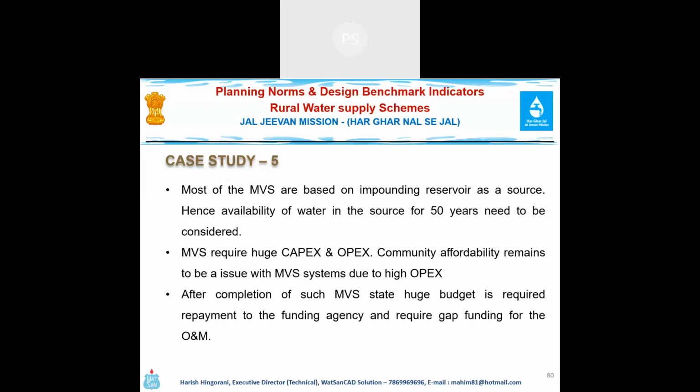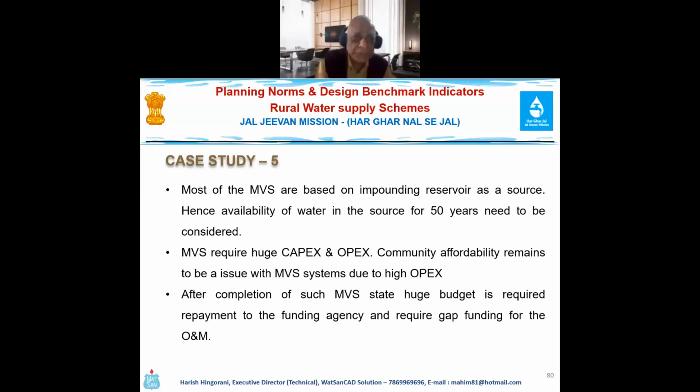Most of the MVS are based on impounding reservoirs as source. Hence, the availability of water at the source is to be considered for 50 years, and reservation should be made. MVS require huge capex and opex. Community affordability remains an issue with the MVS system due to the high opex. We'll discuss this. After completion of such MVS, the state requires a huge budget for the repayment of the loan of the funding agency, as well as gap funding for the O&M.